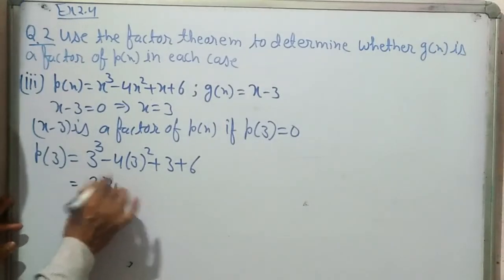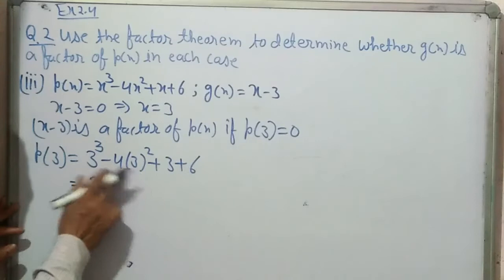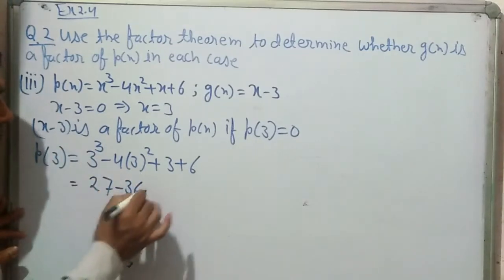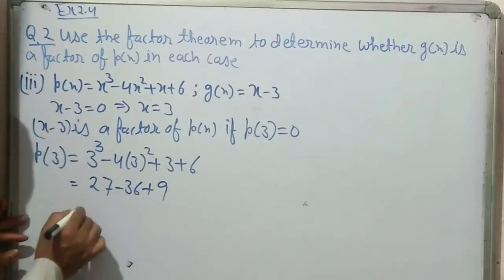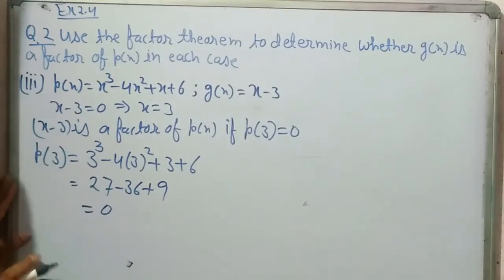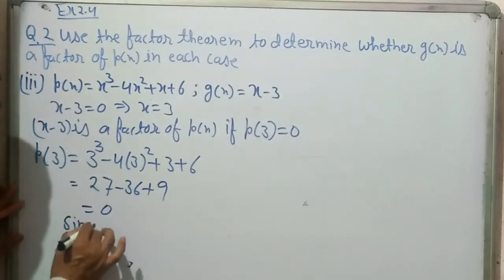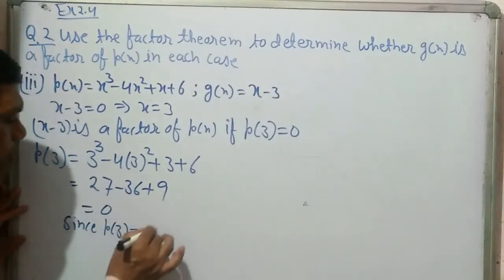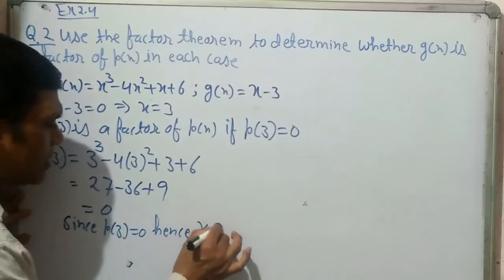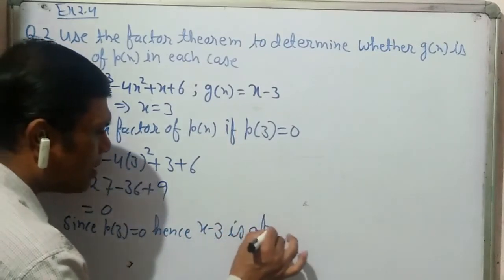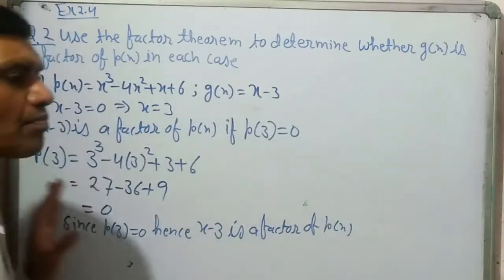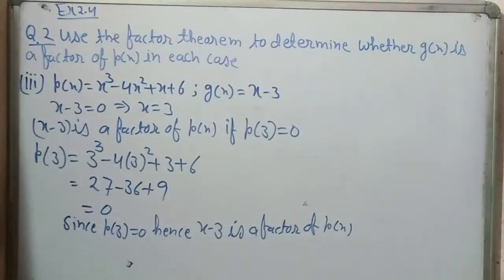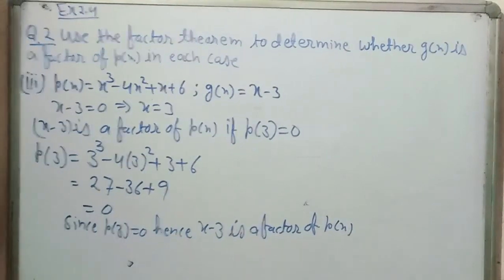Solve it out. 27, 9. 9 fours are 36. Can we add this as 9? 27 and 9, 36, minus 36. This is 0. Right? We can say since p(3) is 0, hence x minus 3 is a factor of p(x). In fact, that is the only method we can apply for verifying it as a factor.